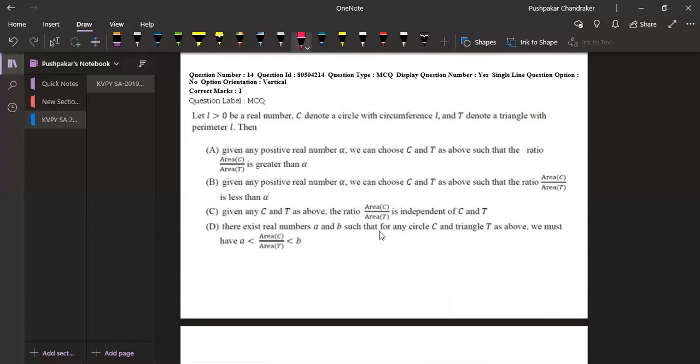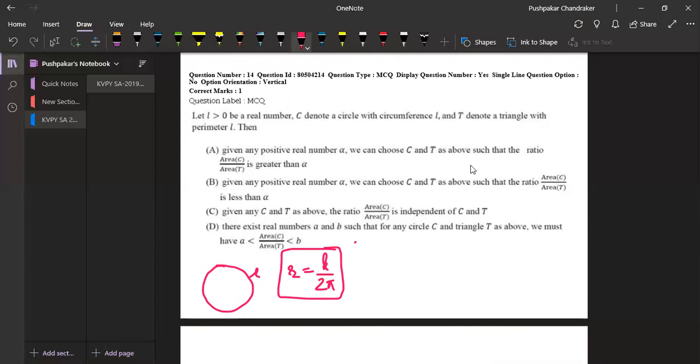Question number 14. Let C be a circle with circumference L. The circumference is fixed, so you can find the radius. The radius will be L by 2 pi, because the formula for circumference is 2 pi r. So you've got the radius of the circle.